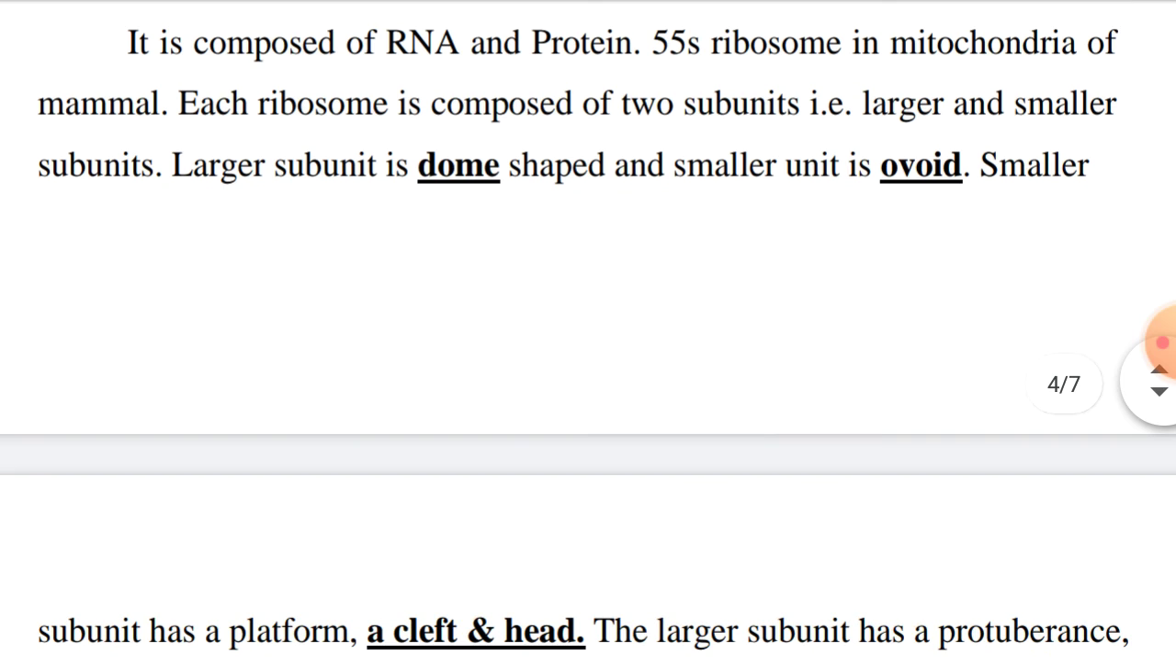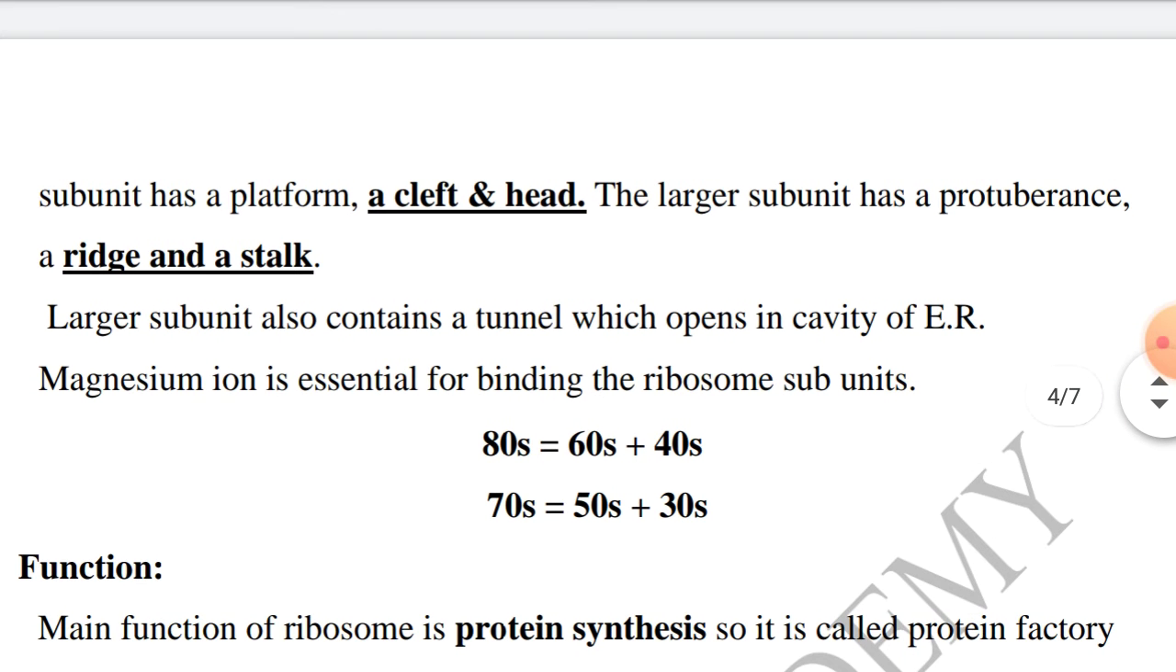The larger subunit is dome shaped and the smaller subunit is ovoid shaped. The smaller subunit has a platform, a cleft and a head. The larger subunit has a protuberance, ridge and a stalk. Ridge means a long narrow type.